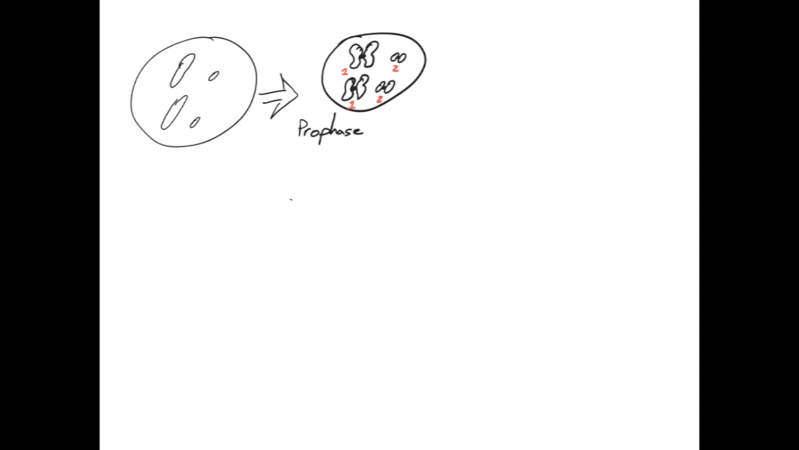So the sequence A, C, G, C, T, T, T, T, T is going to be the same between these two. It's going to be the same between these two, but it's not the same between these two. So the sister chromatids are exactly identical. Are we good with that? Any questions about that? Okay.